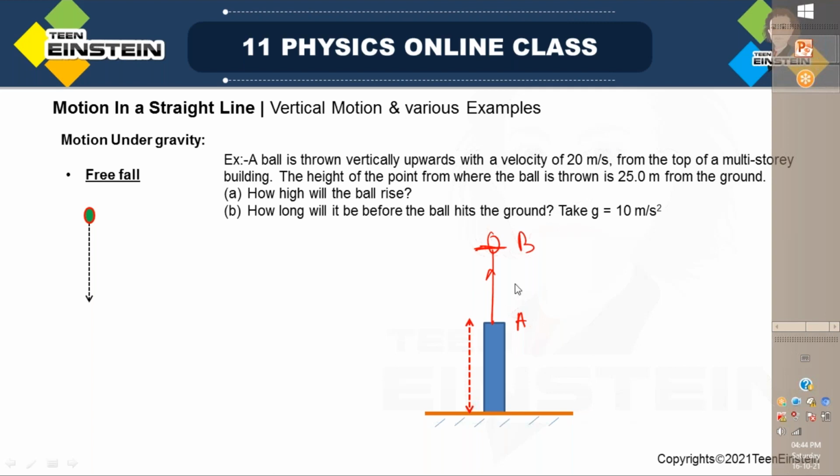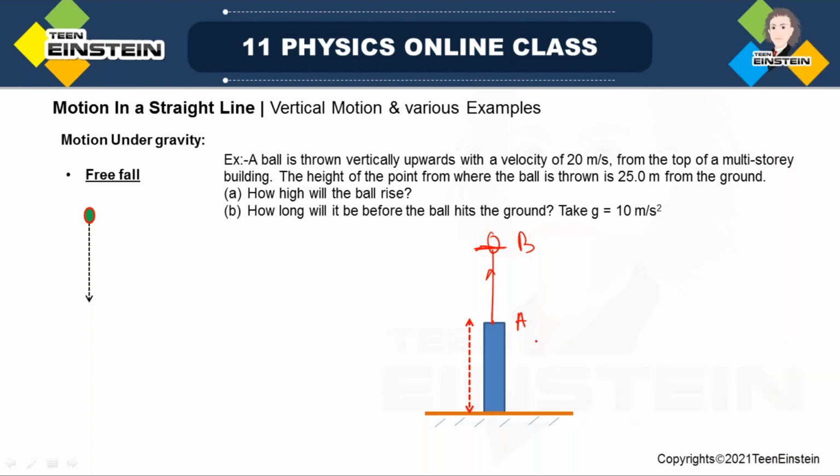Here, the problem is that you have to find out the time before the ball hits the ground. So the total time it is in the air, you have to find out that time. You have thrown the ball from A, it is going H max from here, we know that is 20 meters. And it is coming like this, goes here and then comes back to the ground. You have to find out how long it will be in the air.